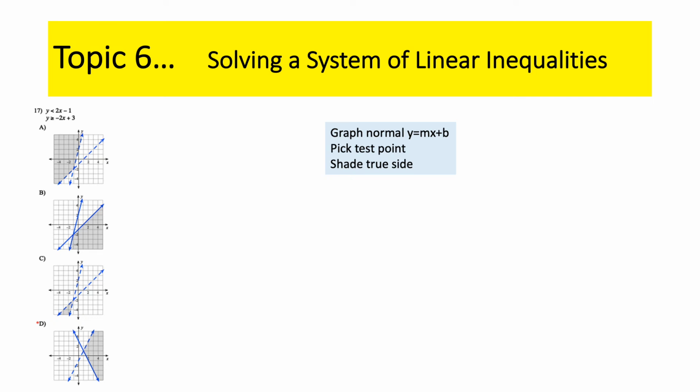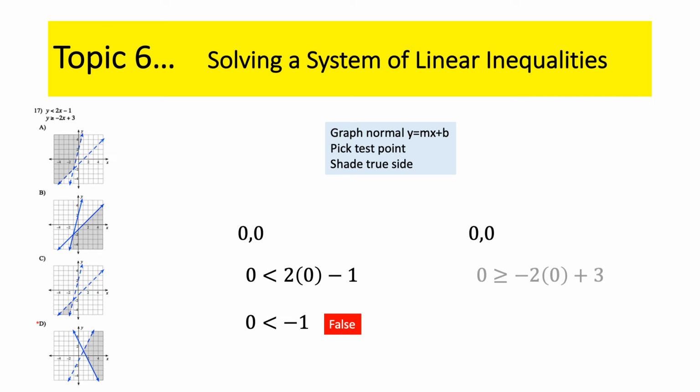So for the first inequality, y is less than 2x minus 1, we throw in 0, 0. And let's see, 0 less than negative 1. Hey, that's false. So we shade away from 0, 0 for that one. And for the second one, notice neither of those lines go through 0, 0, so we can pick 0, 0. For the second one, we get 0 greater than or equal to 3. Hey, that's also false. So for both lines, 0, 0 is not true.